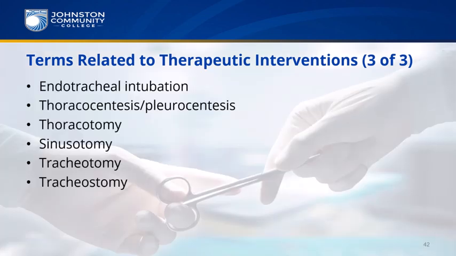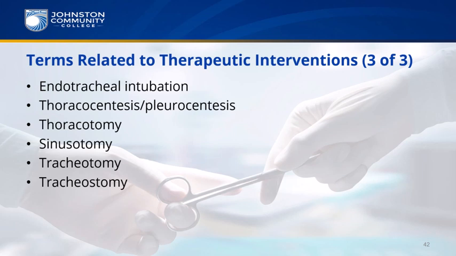Next we have endotracheal intubation. Remember, endo means within. So this is the passage of a tube through the mouth into the trachea to ensure a patient has an open airway. Then we have thoracentesis, also called pleurocentesis, which is surgical puncture of the pleura to aspirate fluid.